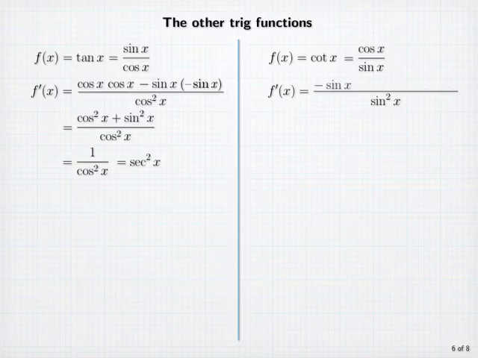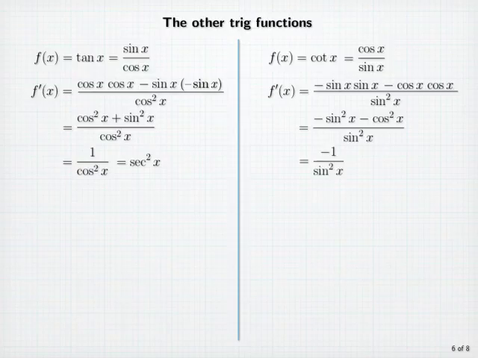The numerator will be the derivative of cosine x, which is minus sine x, times sine x, minus the numerator cosine x times the derivative of the denominator sine x, which is cosine x. So here we have minus sine squared x minus cosine squared x over sine squared x. The numerator here is -1, so we have minus 1 over sine squared x, which is the same as minus cosecant squared x.